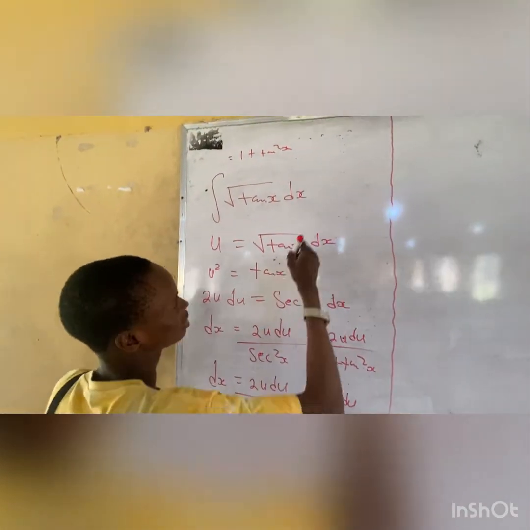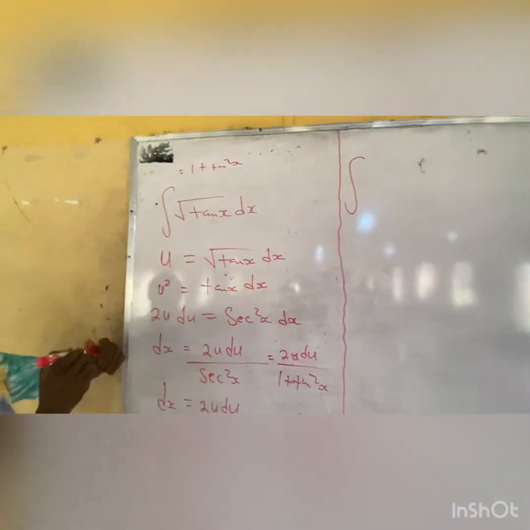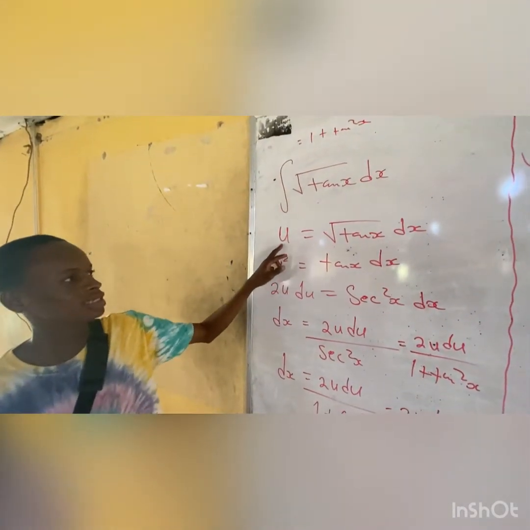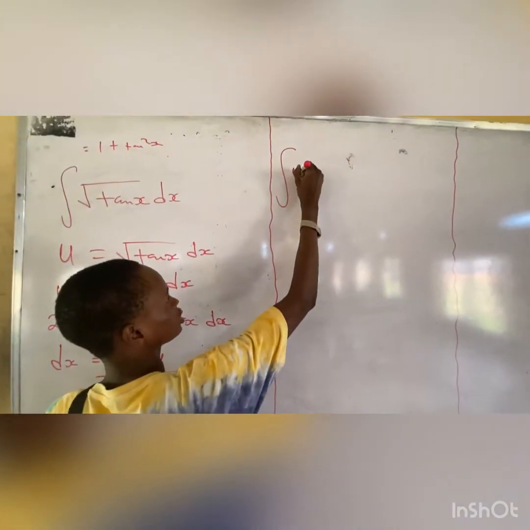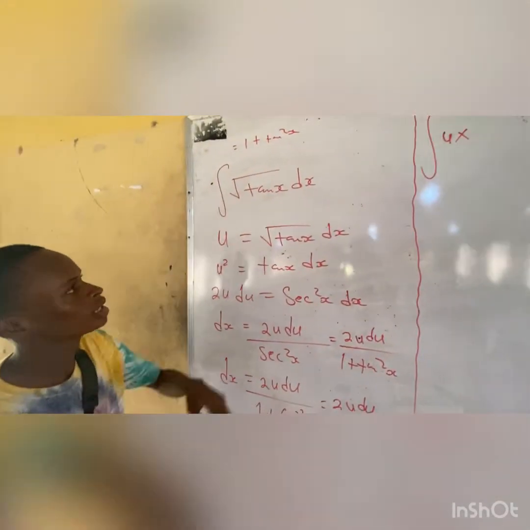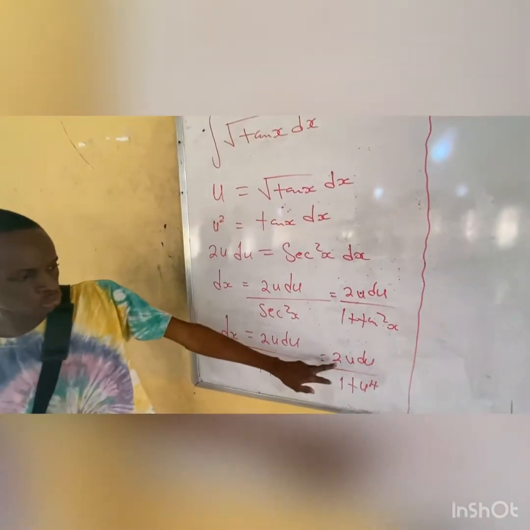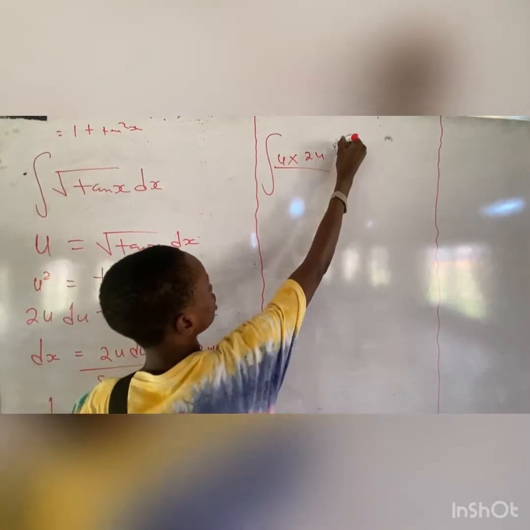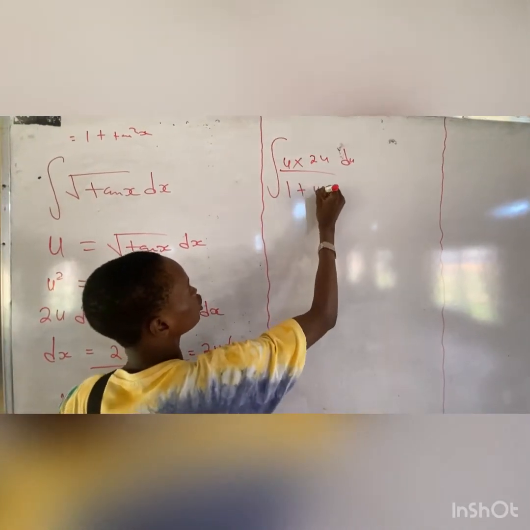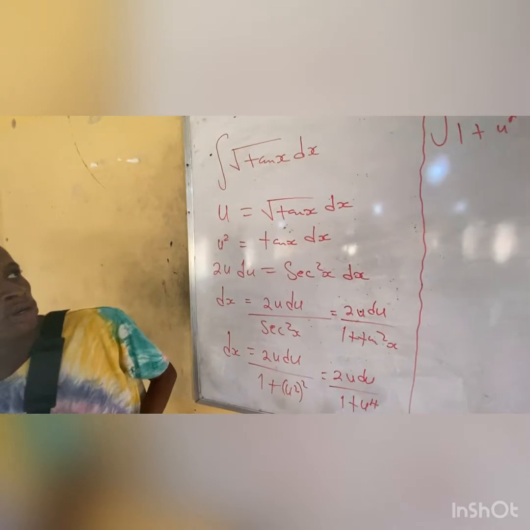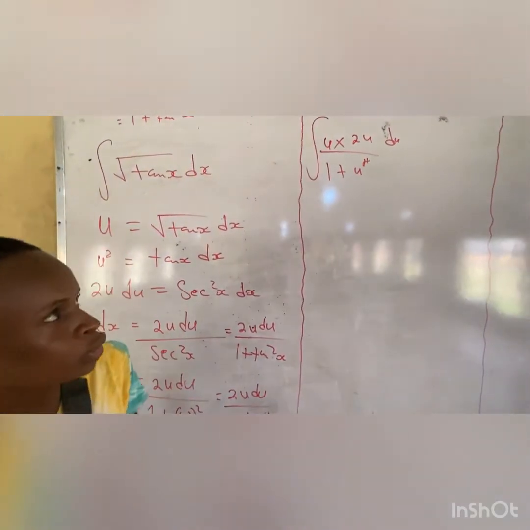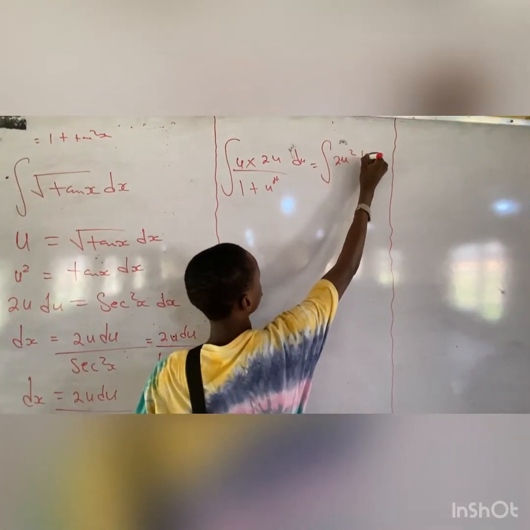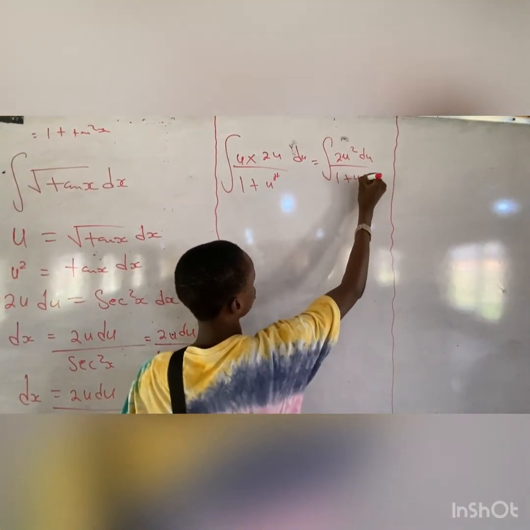Now bringing everything back to the integral, we have the integral of the square root of tan x, which is u. So we write this as u multiplied by dx, and dx is 2u du over 1 plus u raised to the power 4. Now u times 2u will give us 2u squared. So we have the integral of 2u squared du over 1 plus u raised to the power 4.